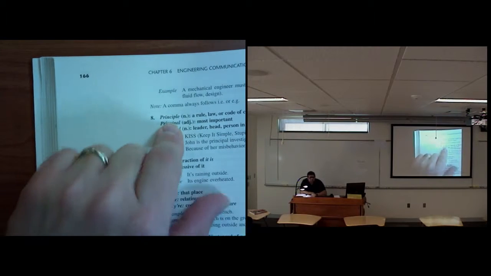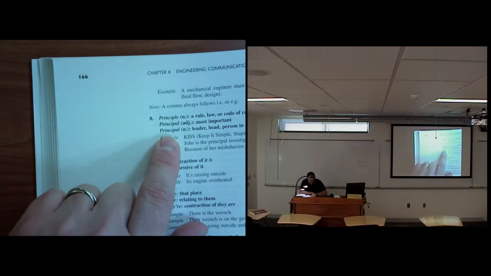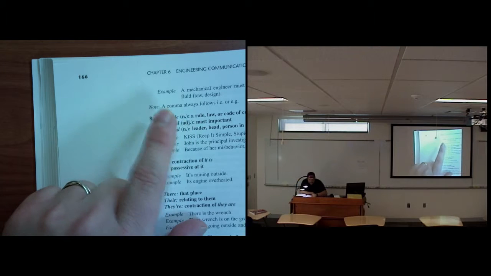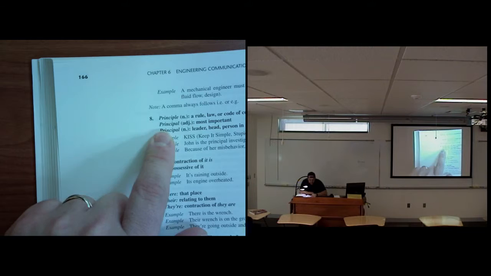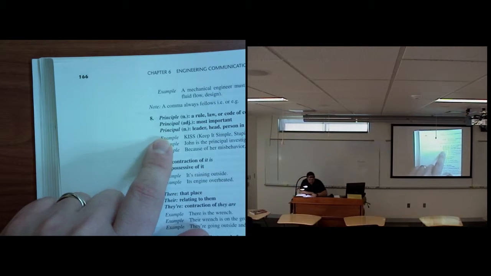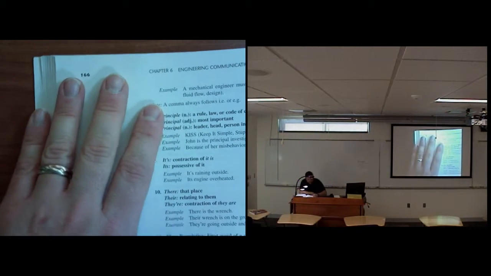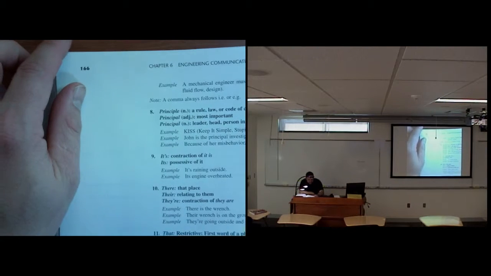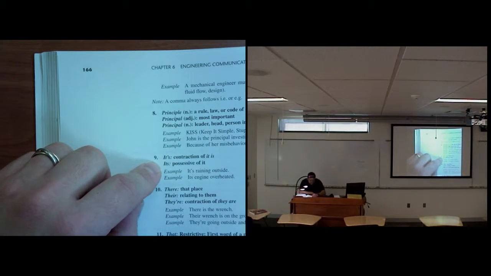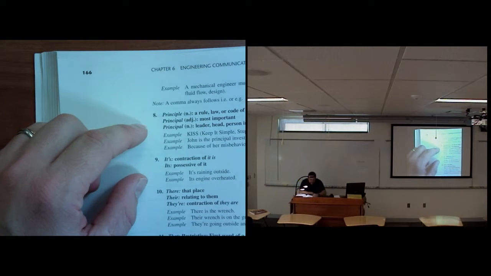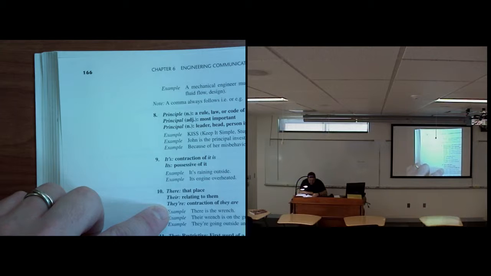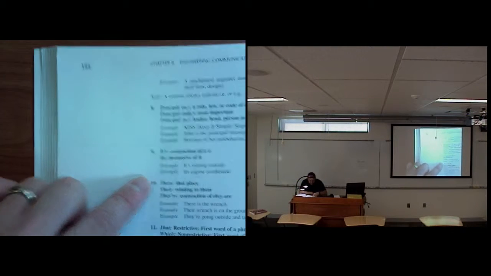Principal, principle, and principal, right? A noun and two nouns and an adjective, and they mean three different things. The thing is that we often use the first two and even the last one, actually. We actually use all three of these in engineering quite a bit, but we need to keep them spelled correctly. We need to use the right spelling in the right place. Contractions of the word it's, right? It is, and the possessive form of it. There, their, and they're. You've probably dealt with that one before, right?